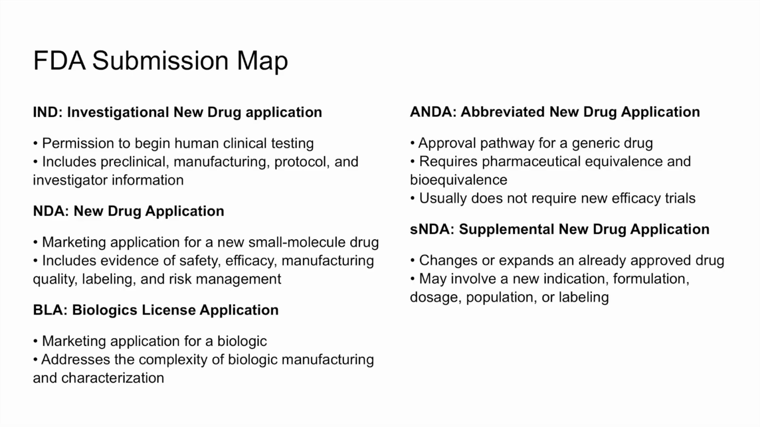After successful trials, an NDA requests marketing approval for a new small molecule drug. A BLA serves a similar marketing purpose for a biologic while addressing its more complex manufacturing and characterization. An ANDA is the abbreviated pathway for a generic drug, so it relies mainly on pharmaceutical equivalents and bioequivalents, so new efficacy trials are usually unnecessary.